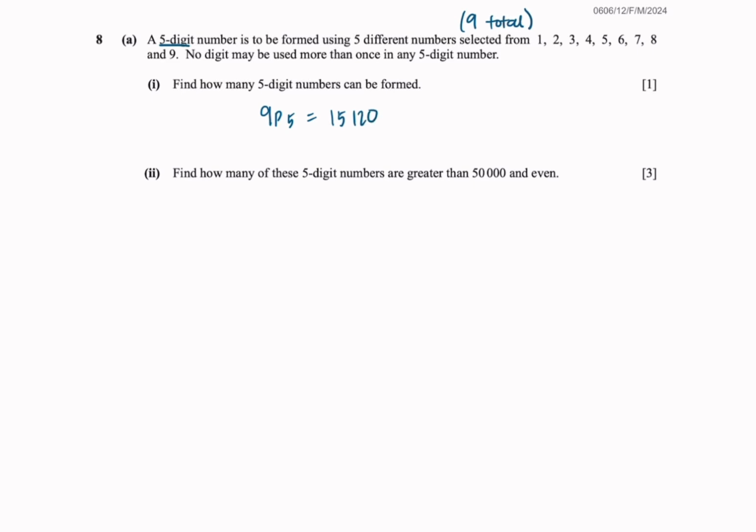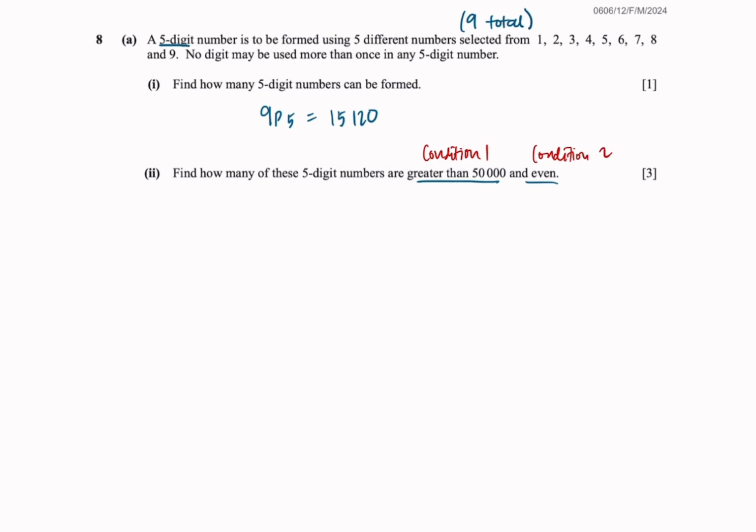And then part 2, find how many of these 5-digit numbers are greater than 50,000 and even. So greater than 50,000 and then even. So we have 2 conditions. Condition 1, condition 2.